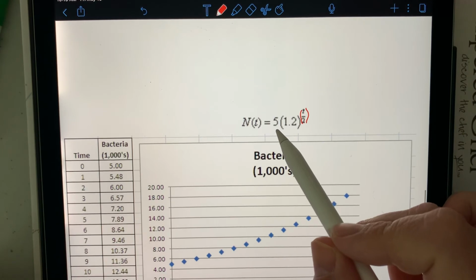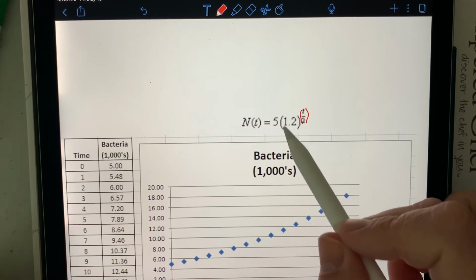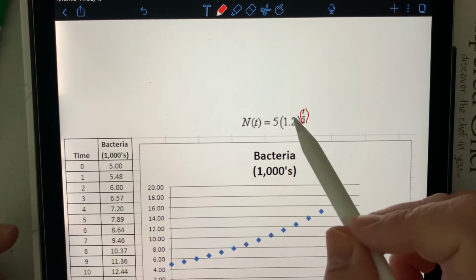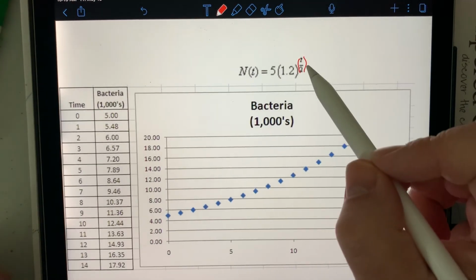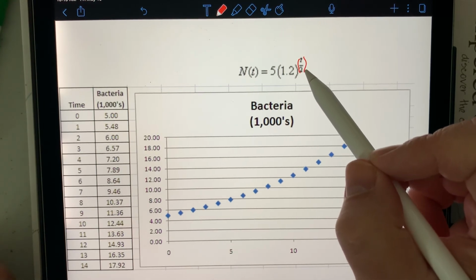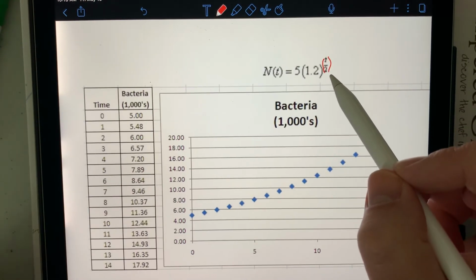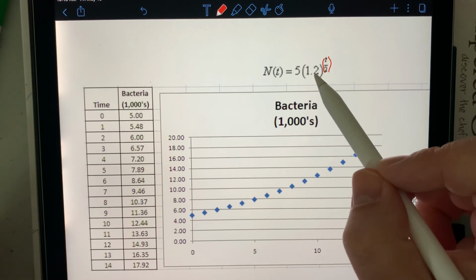So that's the starting value for now. The base gives us the growth or decay. That's bigger than 1, so that's 20% more than 1, which is why this is going up. And then what about this divided by 2? That's the one that tells us how often this happens.